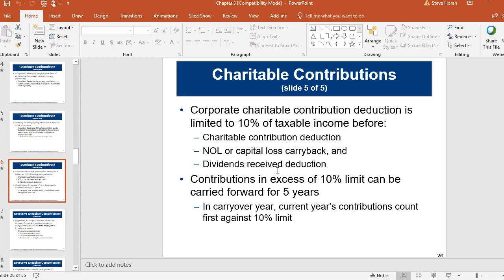The corporate charitable contribution deduction, now this is kind of a more important one, is the limitation. It's limited to 10% of taxable income before the charitable contribution deduction, the net operating loss or capital loss carryback, and dividends received deduction. So those all come into play to affect what this will be. Contributions in excess of 10% can be carried forward for 5 years. Okay, in a carryover year, the current year's contributions count first against the 10% limit.